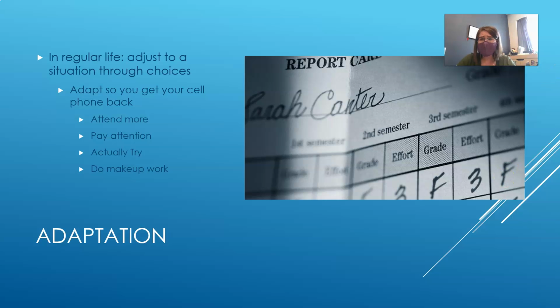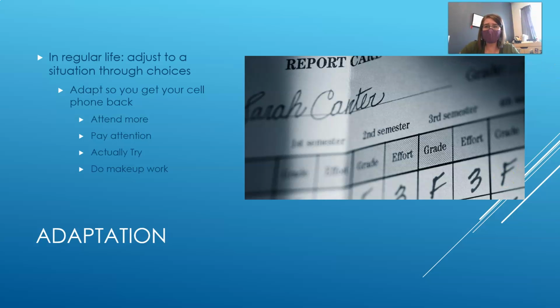In regular life, we use the word adaptation, and you should write this down, to address something like adjusting to a situation through your choices. So when you say, I adapted, you're saying you willfully did something. You did it on purpose.